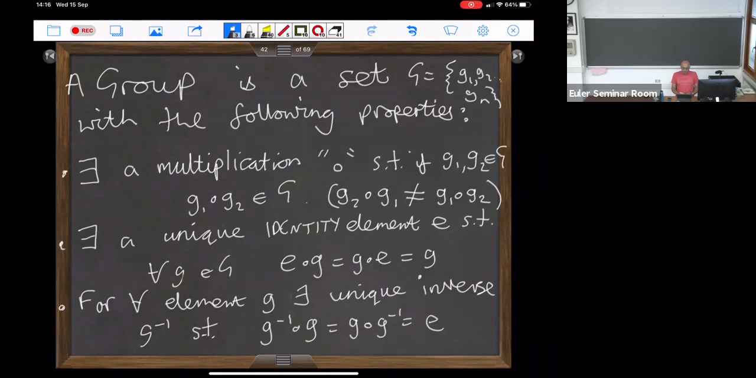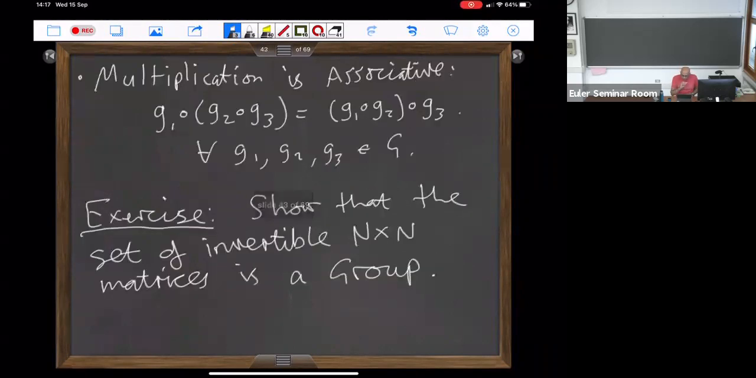And then there's the notion of inverse, and that means that for every element of the group, there's a unique element, which if you multiply it on the left or the right, it takes you to the identity element. And finally, group multiplication must be associative. And that just means if I take the product of G2 and G3, which could be any two elements, and I multiply on the left with G1, I get the same result if I take the element G1 times G2, and take that element and multiply by G3. So group multiplication must be associative.